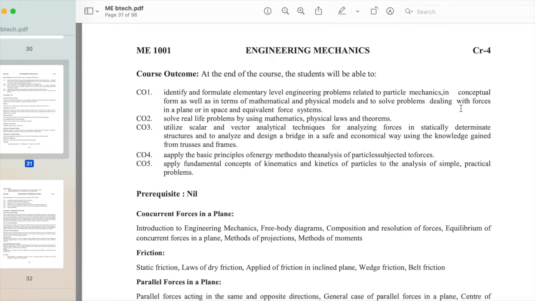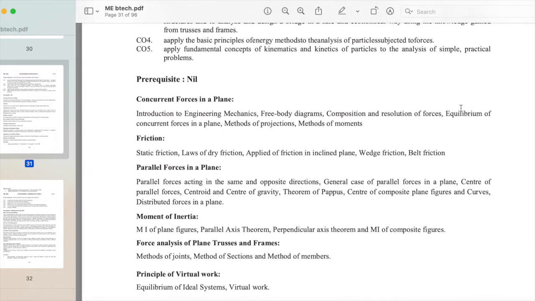CO4. Apply the basic principles of energy methods to the analysis of particles subjected to forces. CO5. Apply fundamental concepts of kinematics and kinetics of particles to the analysis of simple, practical problems. Prerequisite: Nil. Concurrent forces in a plane.